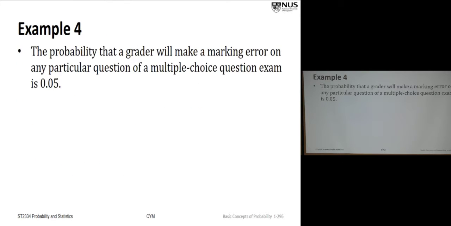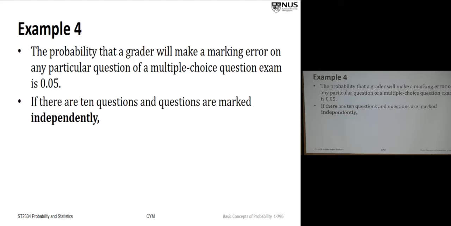Okay. So here's another example. A grader will make a marking error for particular questions with probability 0.05. All right? And if there are 10 questions, and questions are marked independently. So you see, this word, independently, appears. So what does it mean? It means that altogether, you can think of it as you have 10 events.